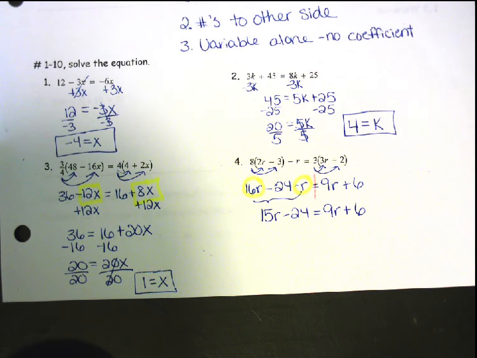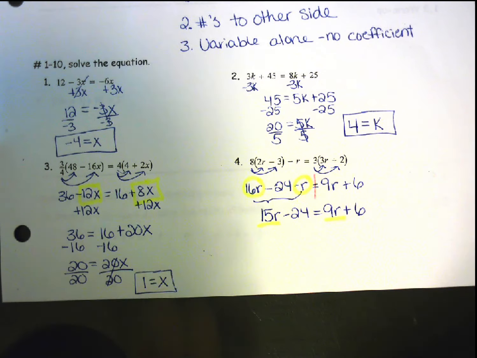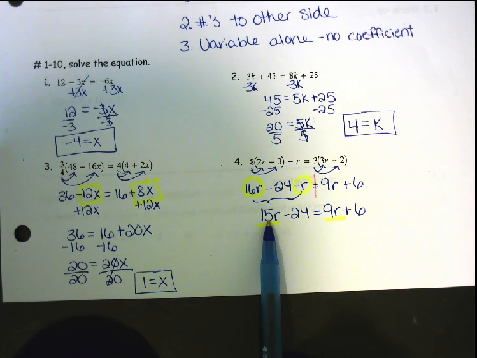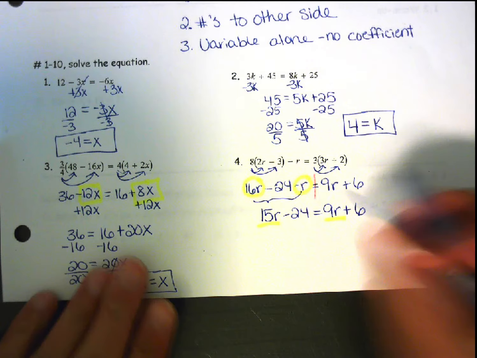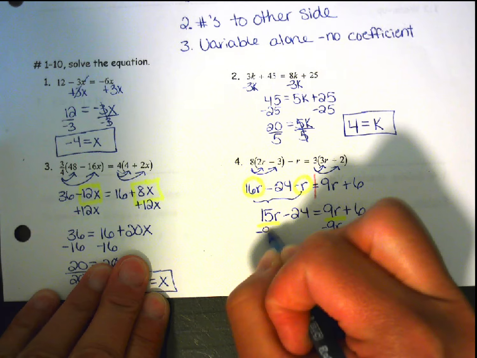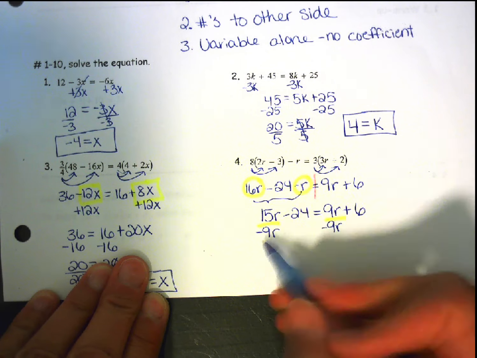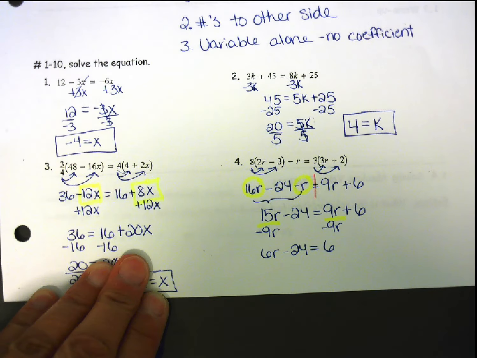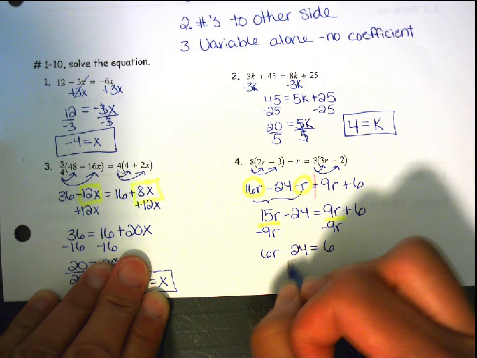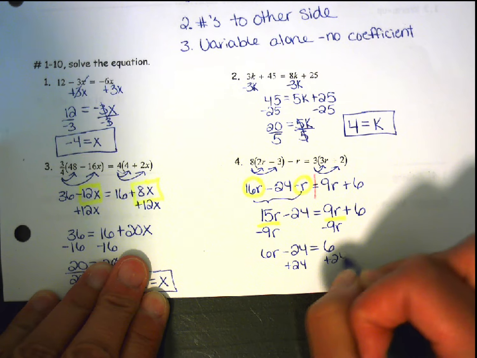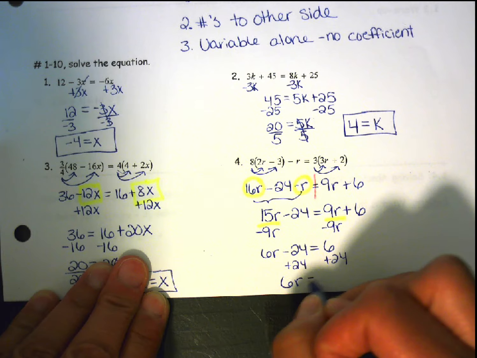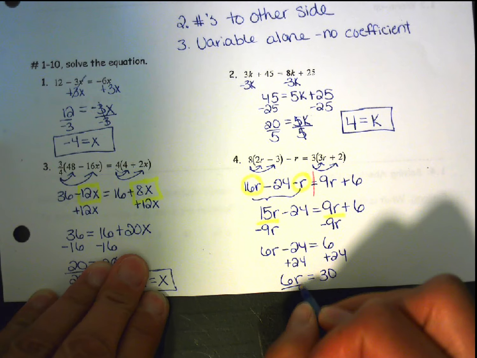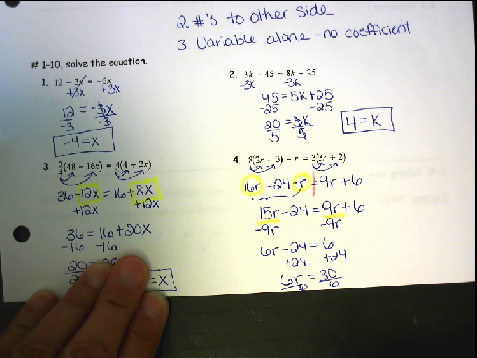Now I've got a variable on each side, and this is where you would need to decide which way you like to go. Again, I like to go towards the larger one. So I'm going to move this 9 to the other side. So 15 minus 9, and the negative 24 and the 6 are not changing. And now I'm going to move the 24 to the other side. And so I have 6r is equal to 30. I'm kind of at the bottom of my paper here, so I apologize. I'm getting rid of that coefficient, so I'm just dividing off the 6.